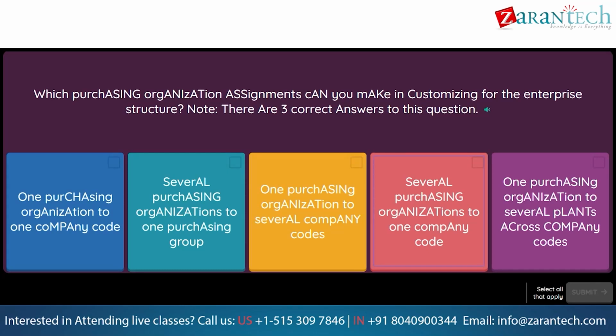Option 4, several purchasing organizations to one company code. Option 5, one purchasing organization to several plants across company codes.